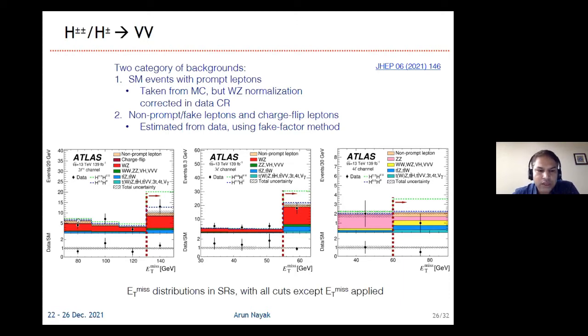Here you see the distribution of the missing transverse energy for different categories: 2 lepton same sign, 3 lepton, and 4 lepton. And you can see the signal distributions for pair production and the associated production. The pair production has a larger cross section compared to the associated production.